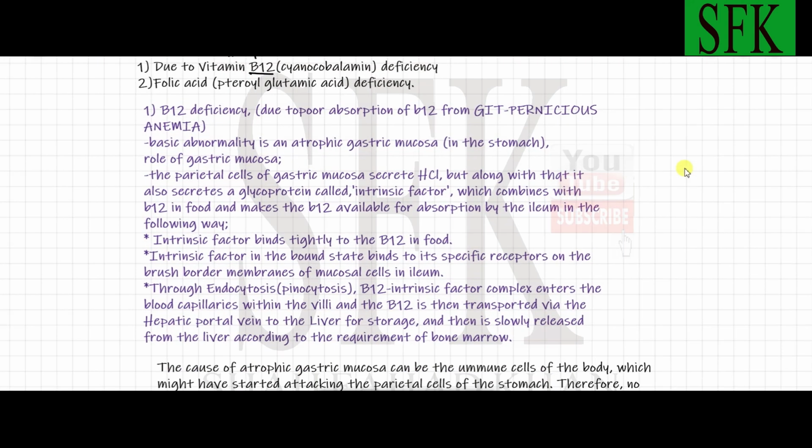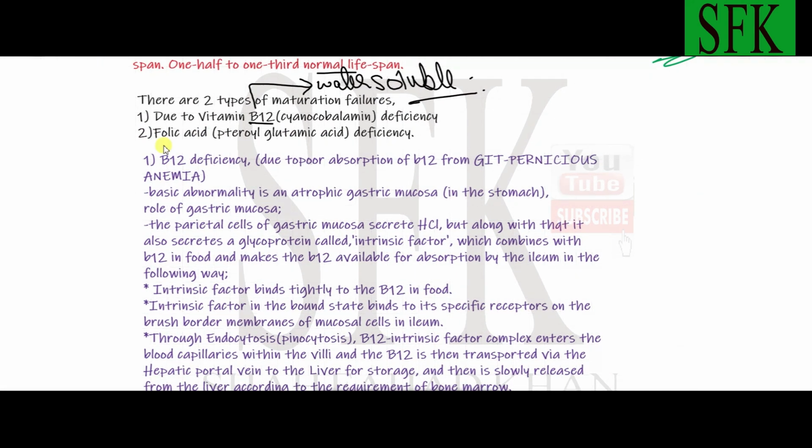The two types of maturation failures are the ones which arise due to vitamin B12 deficiency. Okay, I've given a common name of vitamin B12. It's also known as cyanocobalamin. Okay, and folic acid is also known as pteroylglutamic acid. Okay, so the two types of maturation failures.